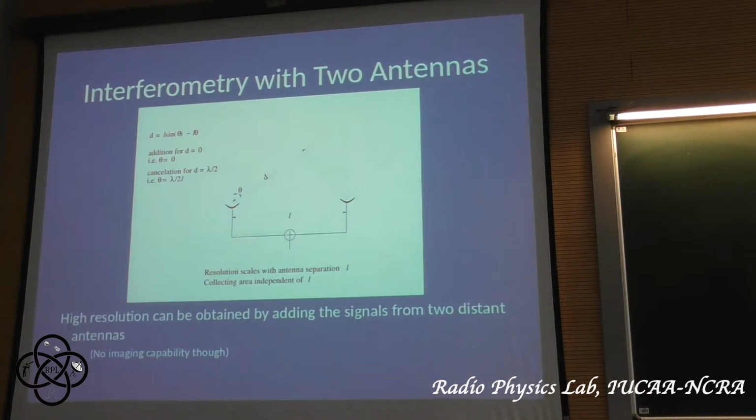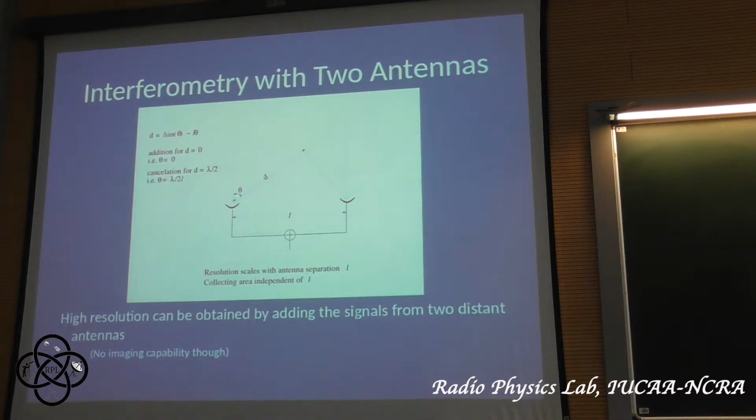So if I were to add up the voltages, add up the signals which come from these 2 telescopes, if I was looking at something vertically upwards, things would add up in phase. I would get a large signal. And if the thing was at an angle, it would not add up in phase. And in fact, if the angle was such that the phase difference was pi, it would exactly cancel out, right? I would get no signal.